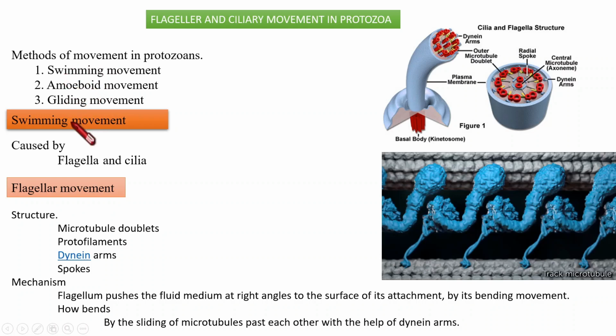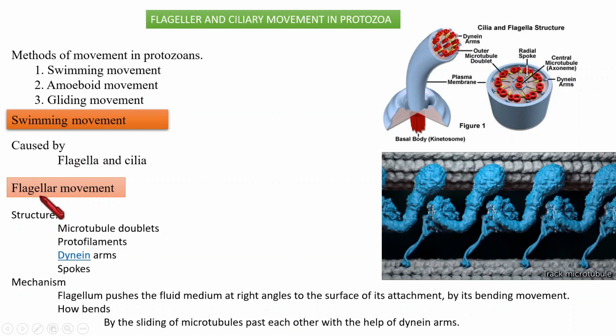First, we are going to see about the swimming movement of protozoans. Swimming movement is facilitated with the help of flagella and cilia. First, we can see the flagellar movement. For understanding the flagellar movement, first we need to understand its structure. So let's see the structure.